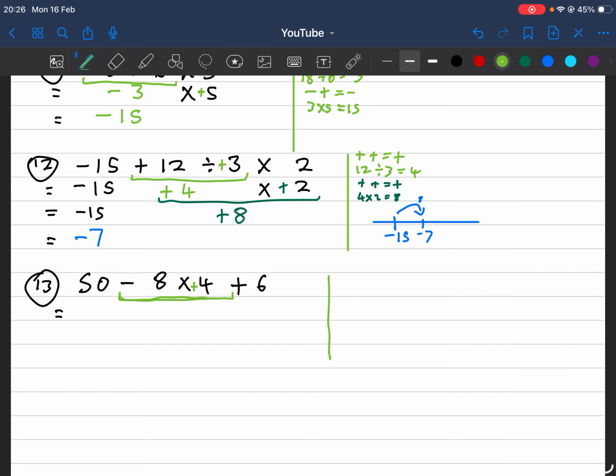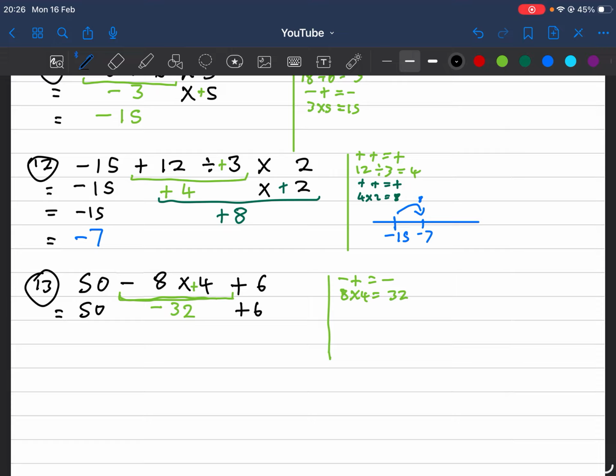Now let's figure it out. So we got a negative and a positive, and that's going to give you a negative. And then you got 8 times 4, which is going to be 32. Then you come back to your sum. So instead of this, you write down negative 32, and the rest of your sum will come down as normal.